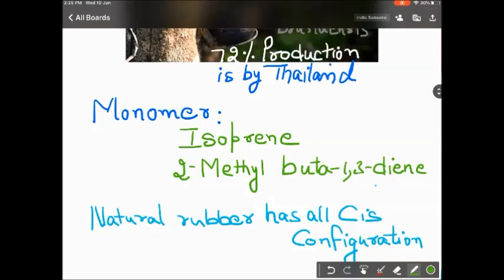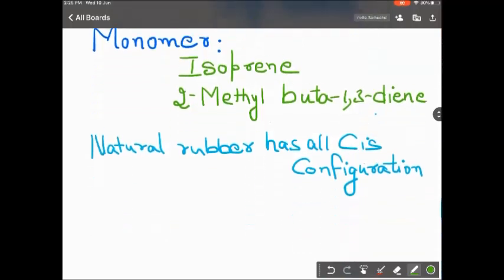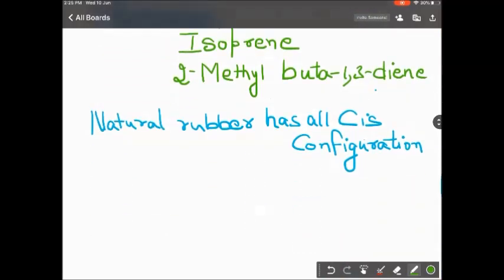Rubber is a polymer having the monomer isoprene. Isoprene is basically 2-methyl buta-1,3-diene, and the important thing is natural rubber has all cis configuration. Isoprene has 4 carbons. It is buta-1,3-diene. We can write it like this: 2-methyl.